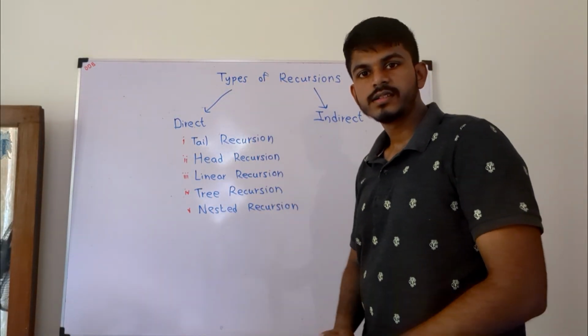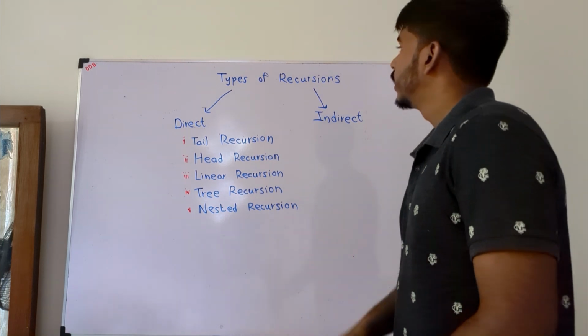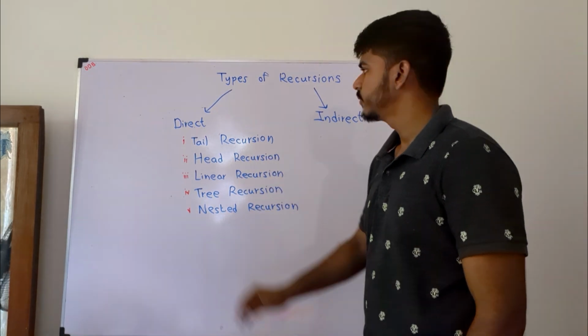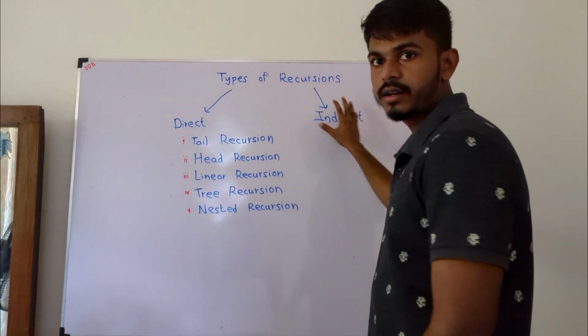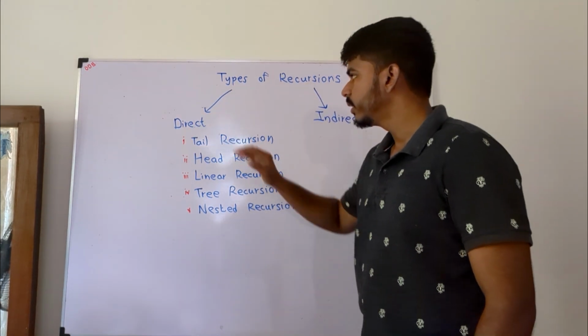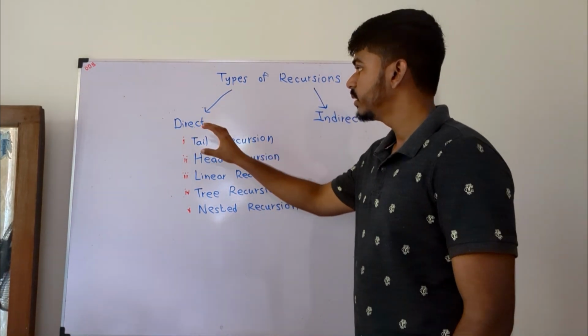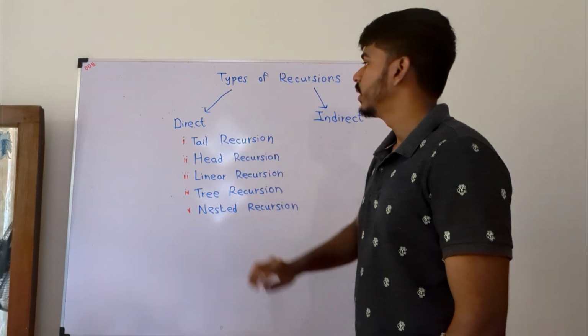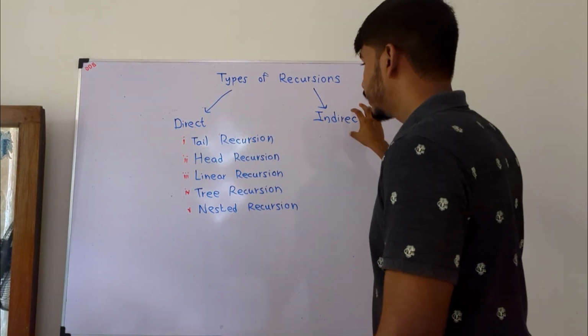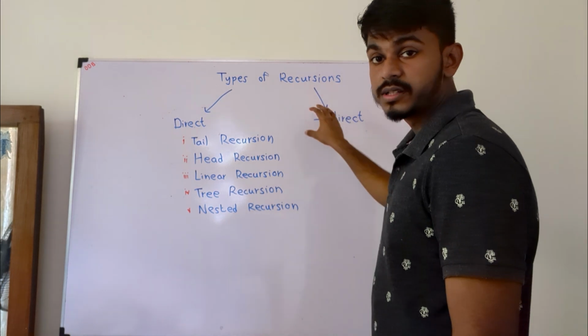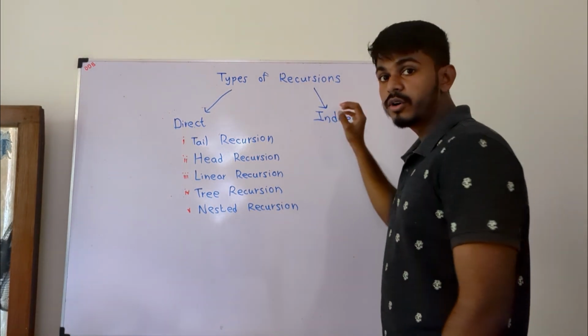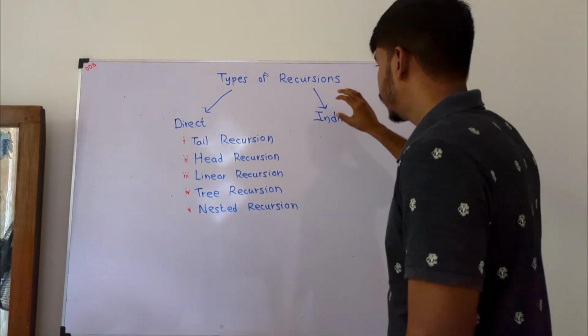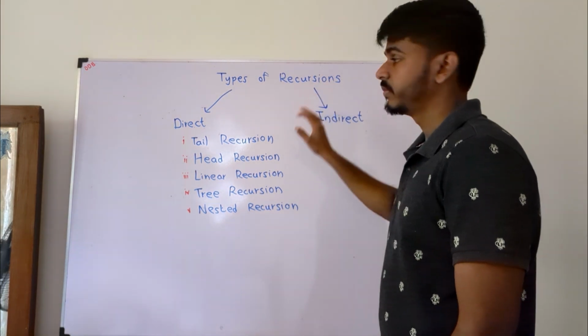Up next is types of recursions. There are two types of recursions: direct recursion and indirect recursion. Direct recursion is where the method calls itself, whereas in indirect recursion, which is the opposite, the method does not call itself directly, but is called through another function.